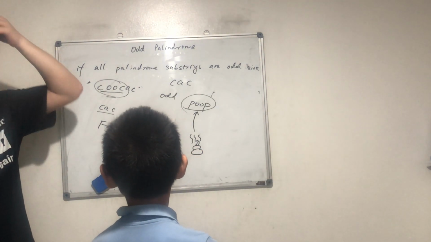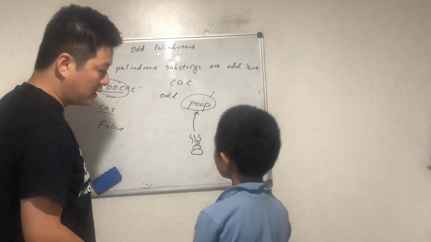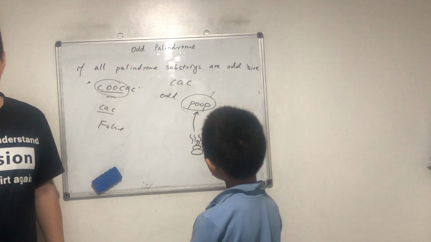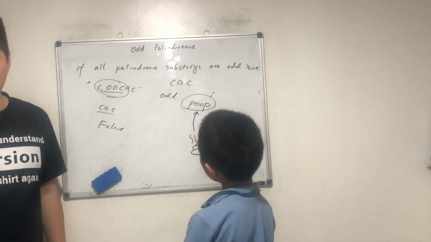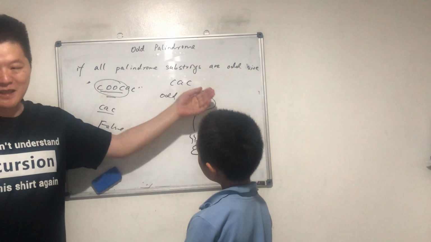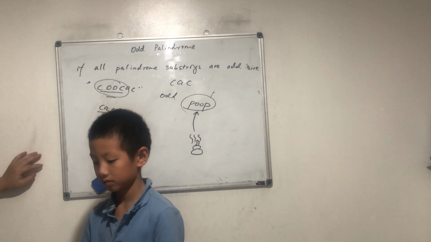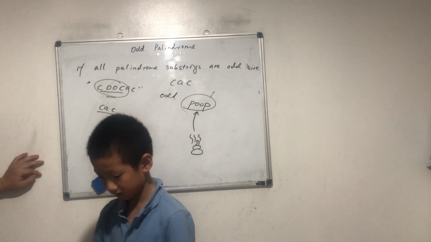Yeah, it's clear. So you just need to find a palindrome that has an even number of letters. If there are palindromes that are even size, we just return false immediately, right? Okay. So, any idea how we can do this?